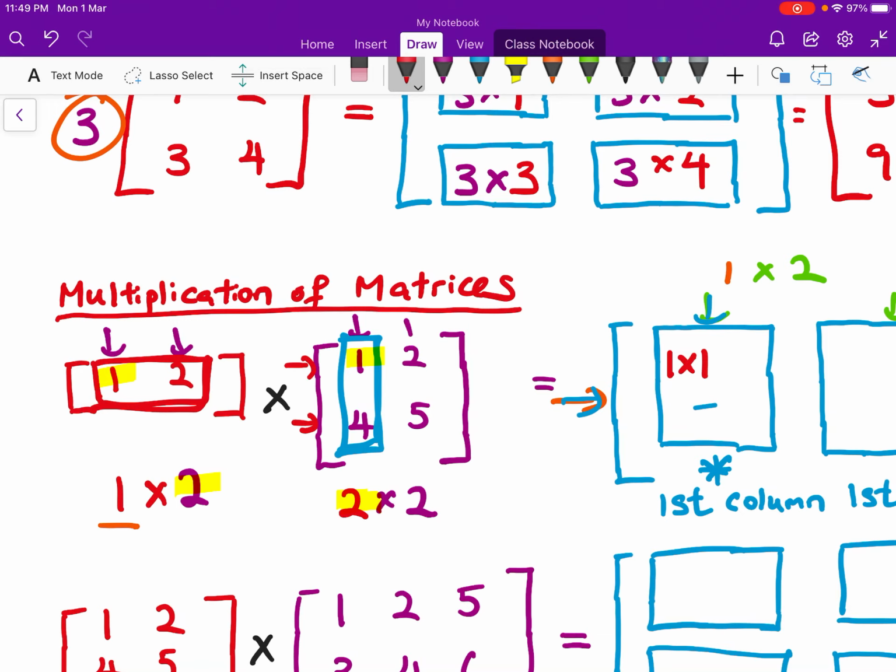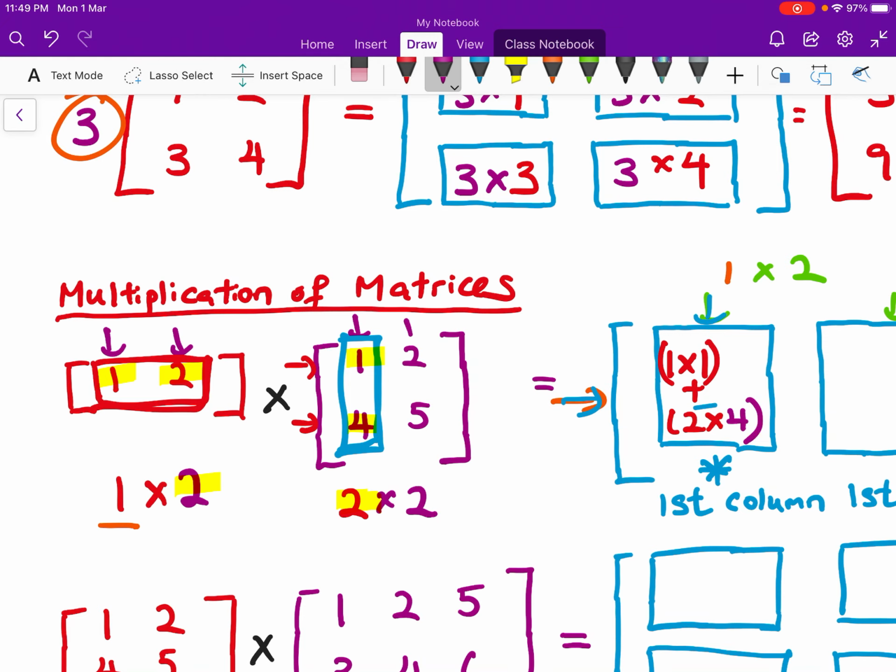The first number times the first number, which is 1 times 1, so you just write 1 times 1. But we are still not done. Then you use the second number, 2, times the second number, 4. Of course you must add a plus sign here. Let me put a bracket, plus 2 times 4.